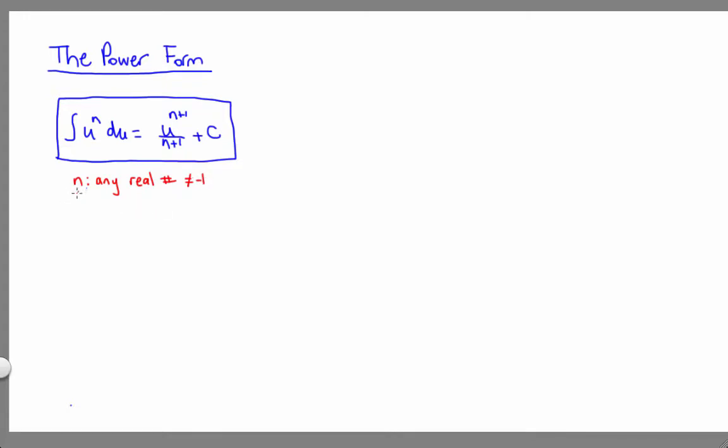Technically, there's a restriction on n. n can be any real number not equal to -1. We'll explore the case where n is equal to -1 in a later video. Why don't we try some quick examples here just to get warmed up.